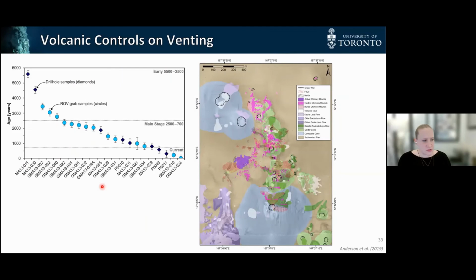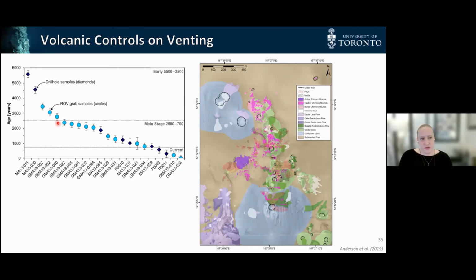We can also do dating of our hydrothermal barite, radium-226 dating of barite. This was work done in collaboration with John Jameson at Memorial University of Newfoundland. And we have essentially continuous activity over the last 5,500 years. So this includes samples from our ROV grab samples and also some deeper drill hole samples.